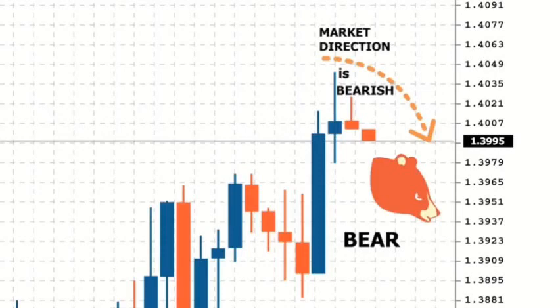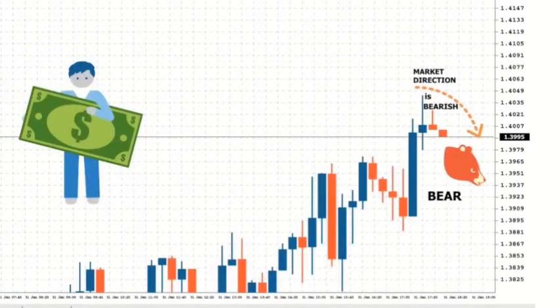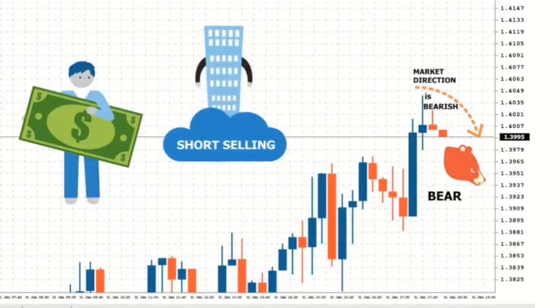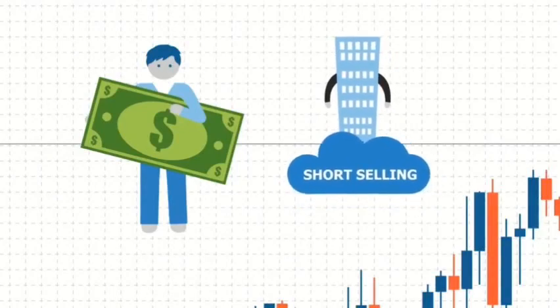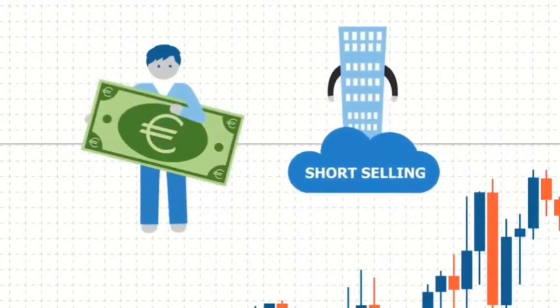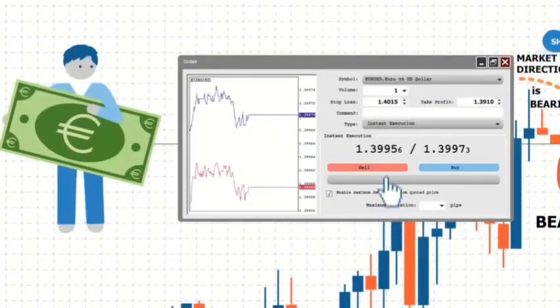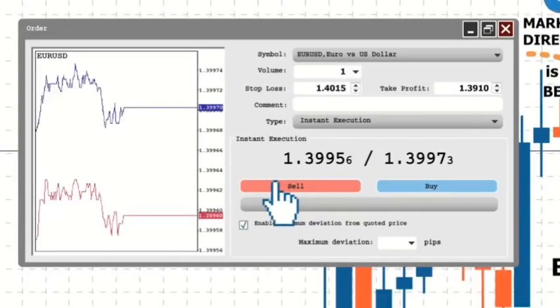You may think, how can you sell something you do not yet own? The answer is that the broker has a mechanism called short selling to lend you a currency that you don't have but would like to sell. The exchange process occurs behind the scenes and you don't need to worry about it. You only need to click the sell button.